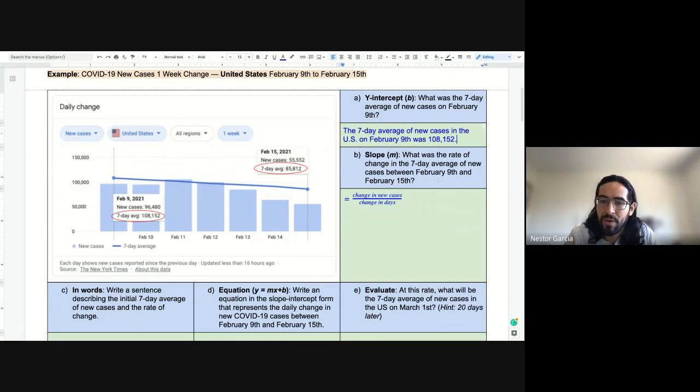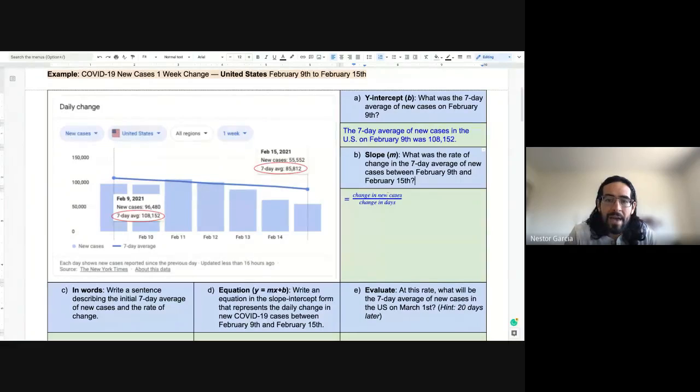Next, to find the slope, you're answering the question, what was the rate of change in the 7-day average of new cases between February 9th and February 15th? To answer this, you have to know the change in the number of cases for both 7-day averages on the 15th of February and on the 9th of February, and then determine the number of days that have passed between the two dates. Let me go ahead and show you how to set up this equation.